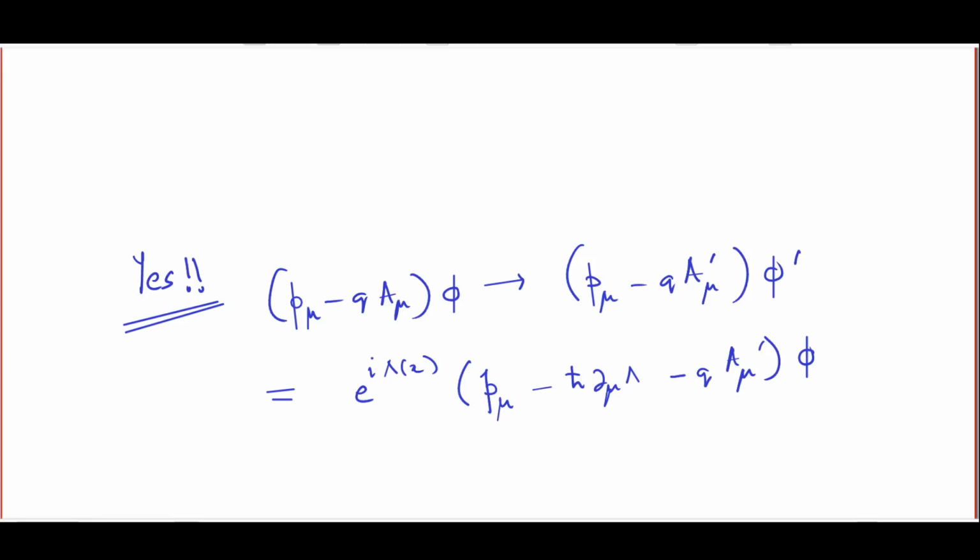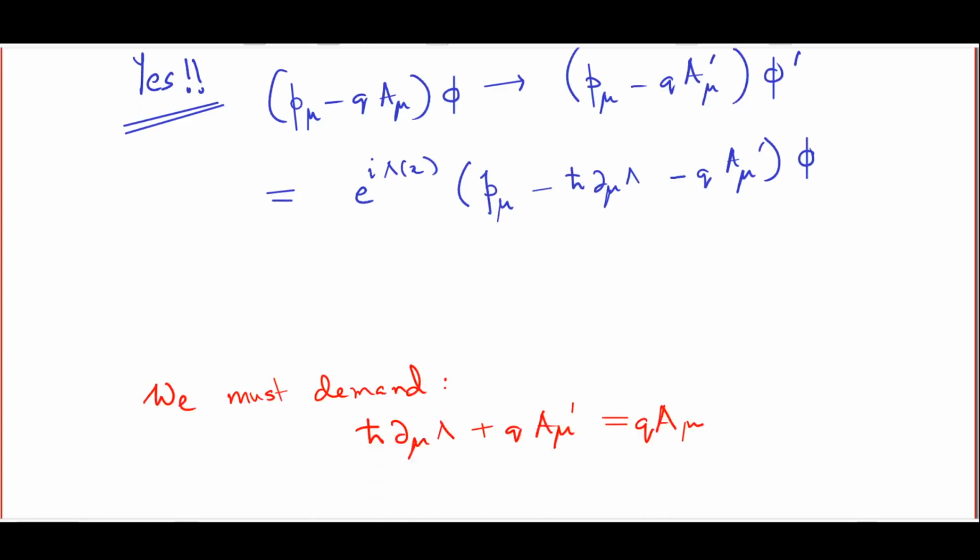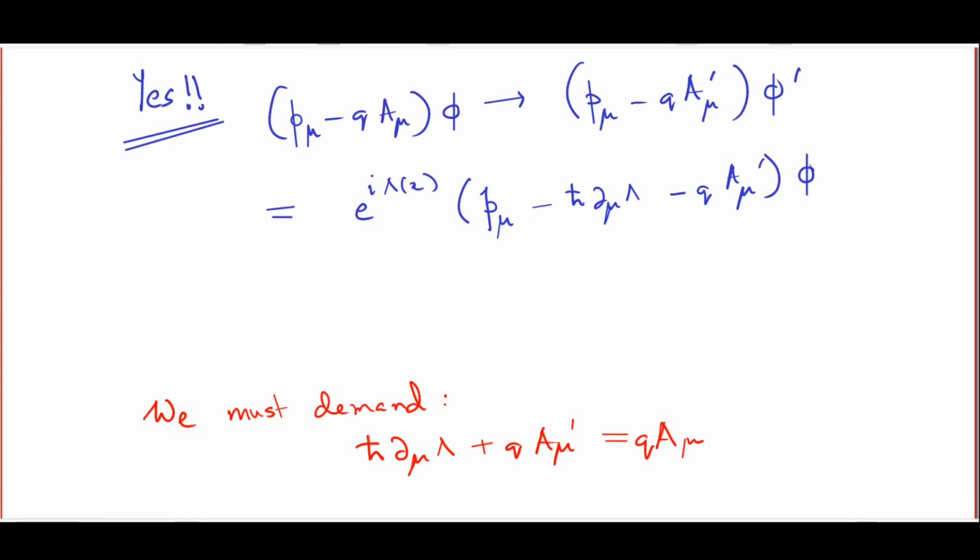So basically, what we are going to get here is that upon this pair of substitutions, phi going to phi prime and a mu changing over to a mu prime, what you will have is an overall phase factor e to the i lambda x multiplying p mu minus h cross del mu lambda minus q a mu prime acting on phi. What we want is that this should be e to the i lambda x times the original term, that is e to the i lambda x times p mu minus q a mu acting on phi, and for that all we have to demand is that this extra piece that you have, h cross del mu lambda, gets absorbed in the transformation which connects a mu and a mu prime.